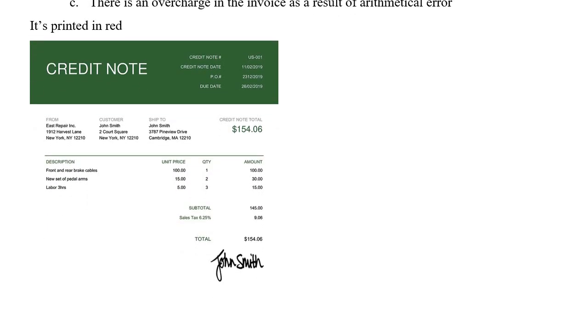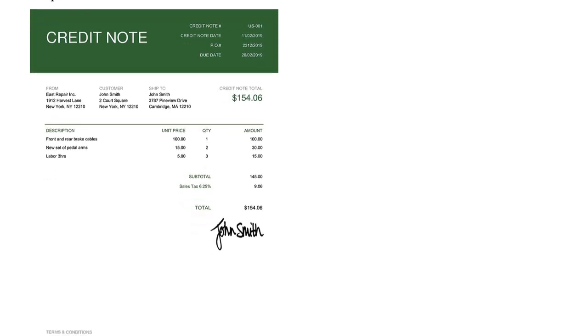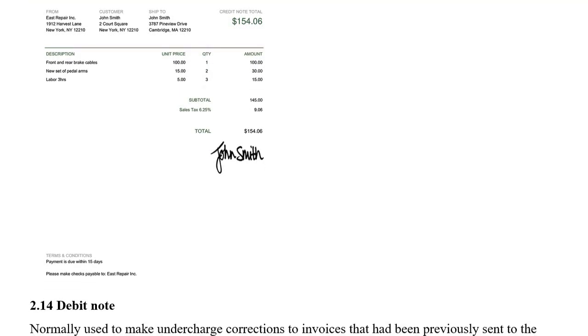Here is a very clear sample of a credit note. We have the from, ship to, the description, the unit price, the quantity, and the amount. So there is another document called the debit note.